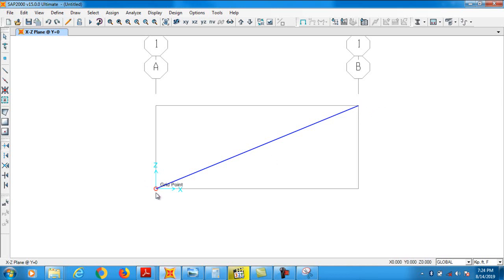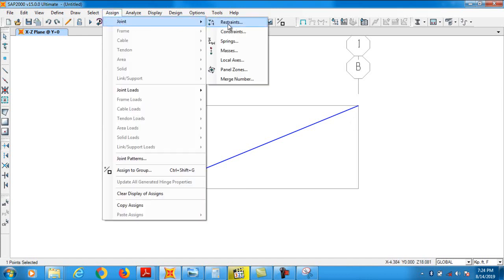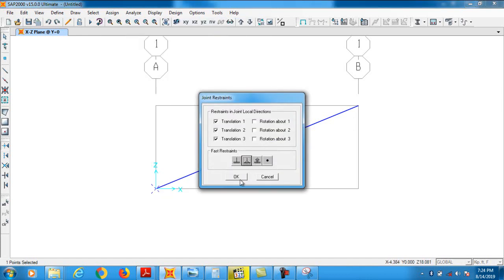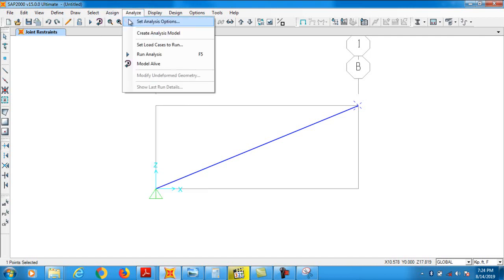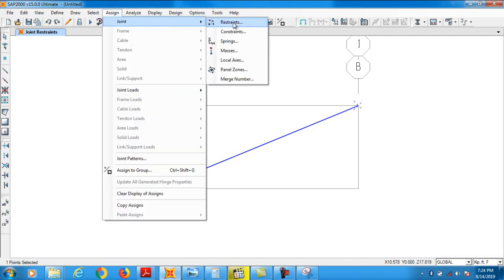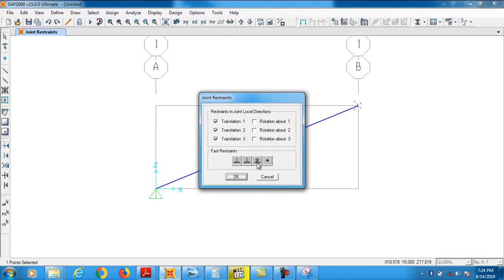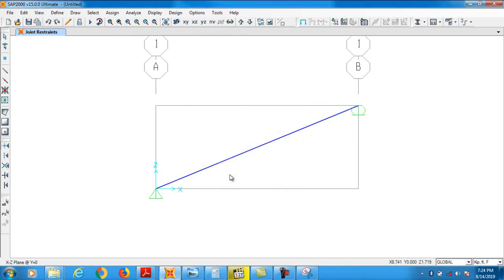Now we need to assign the joints. We need a hinge joint at this point. So this is a hinge joint, and its direction is in this direction. Okay, and we need a roller support there, clear. This is a roller support, clear.